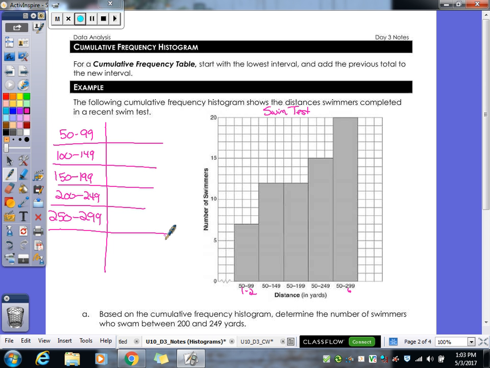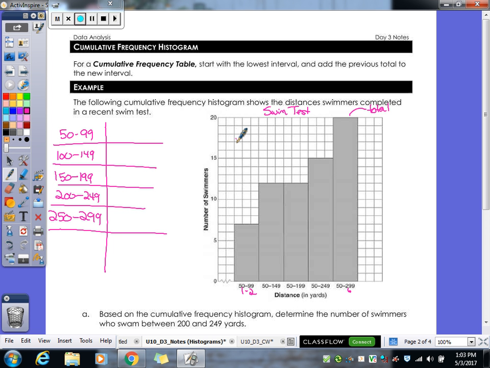So if I added every interval, to go backwards, what's the opposite of adding? Subtracting. So what I'm going to do is I'm going to start at my last bar. My last bar is always my total. So the total number of kids that competed here, if I look up here, the total is 20. That's all the kids that swam from 1 lap to 6 laps.